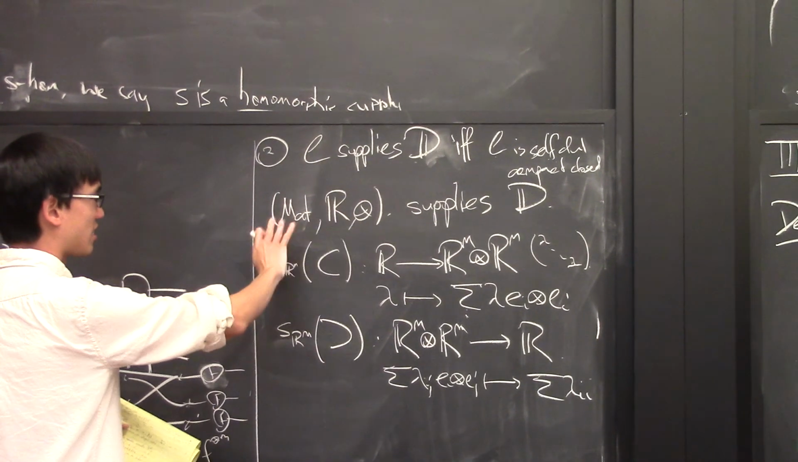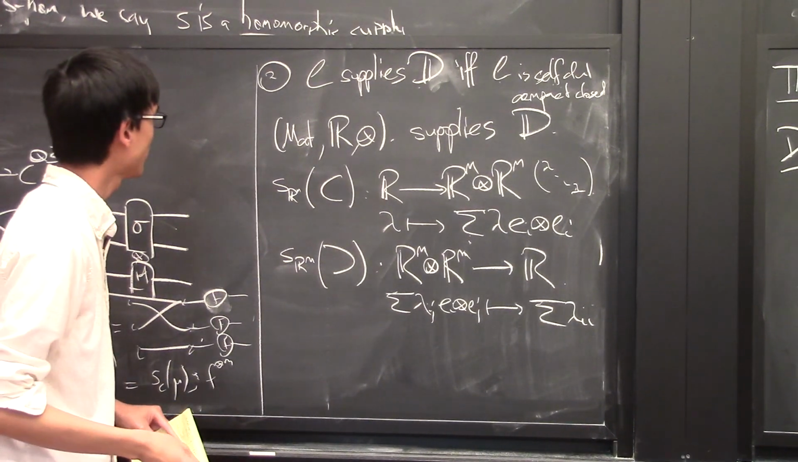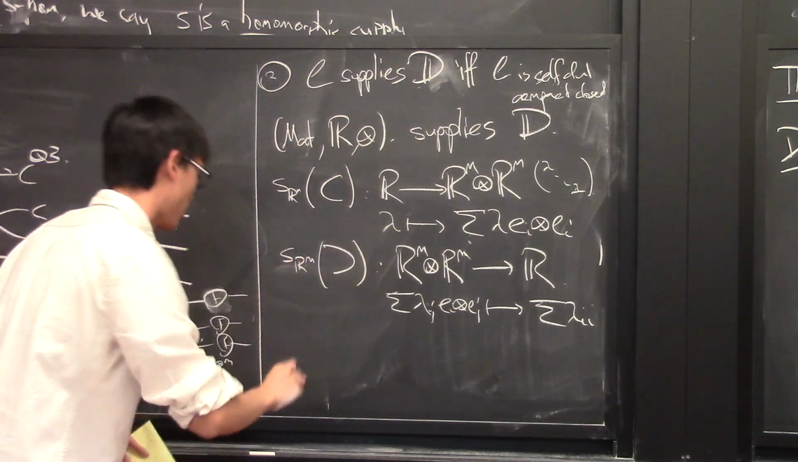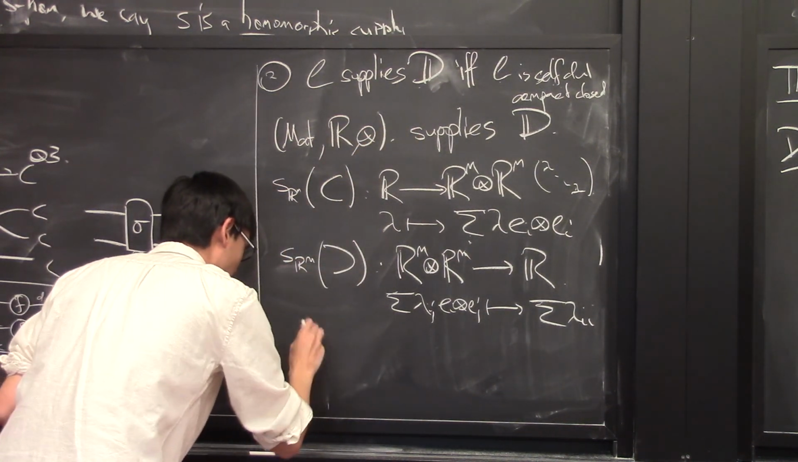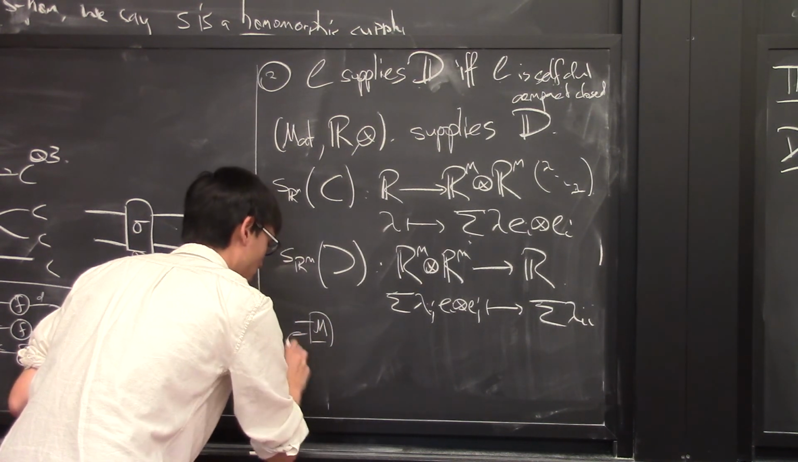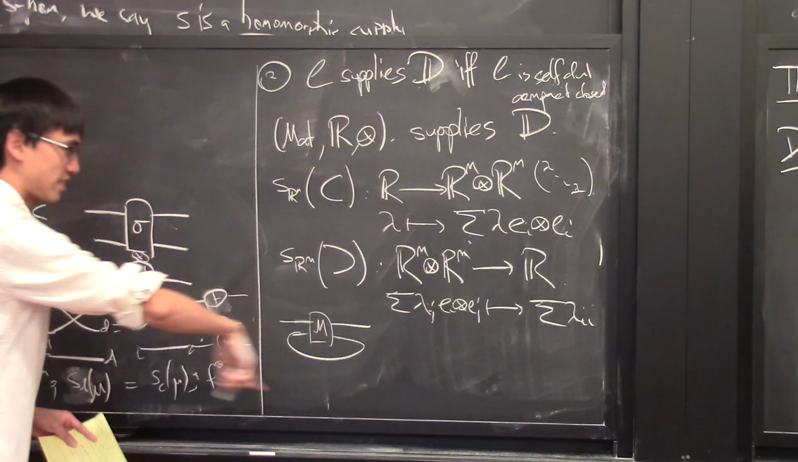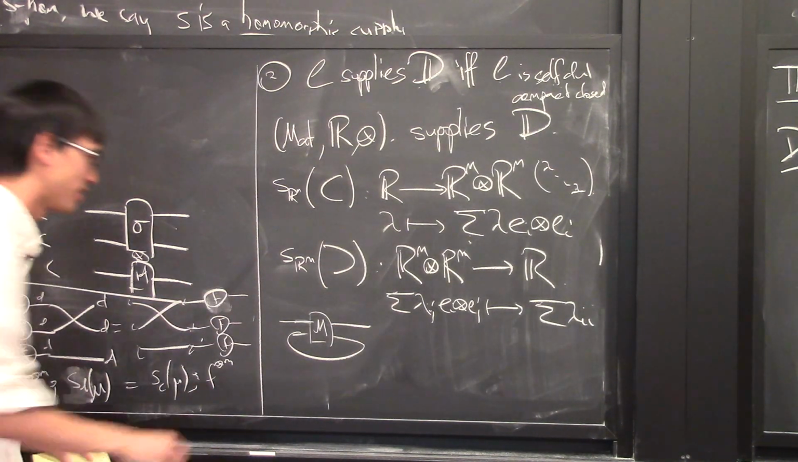So Mat, the category of matrices, which you may really enjoy working in, supplies these dualities, and this means that in the category of matrices, if you have some matrices, you can, for example, take the trace of the matrix, or the partial trace, and these constructions make sense in that category.